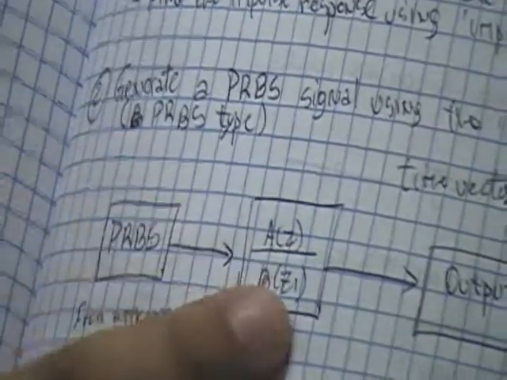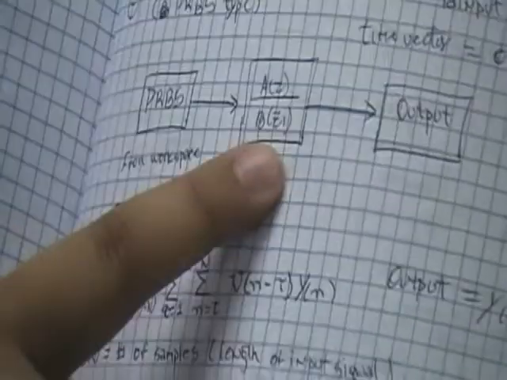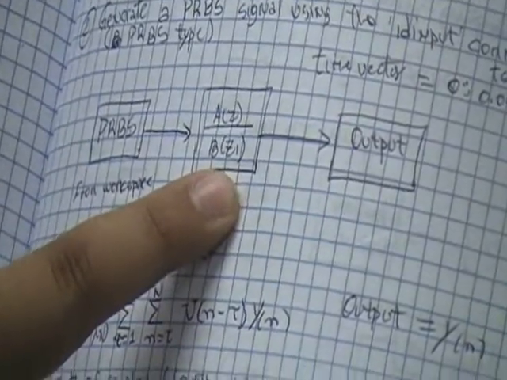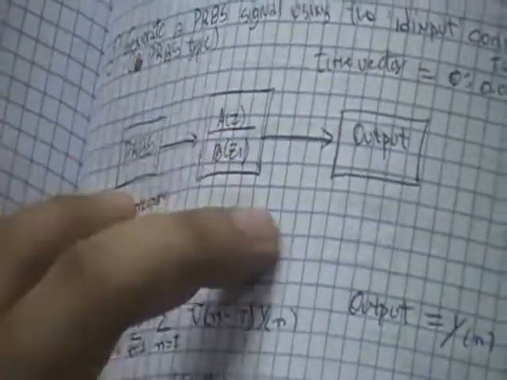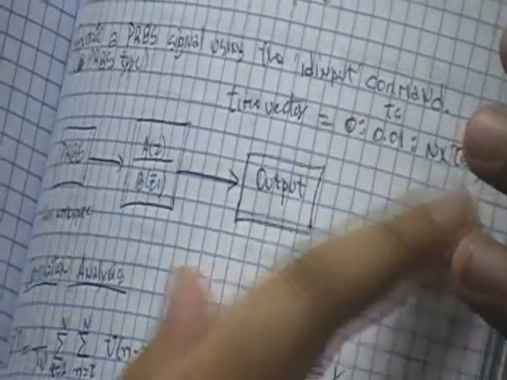Get your PRBS signal, give it an appropriate time vector. Before that, you should have your numerator and denominator of the motor model, the discrete version, plug it in here. Connect these two blocks, give it an output, run it in Simulink for the time which is n times ts. Then you get a vector called u.